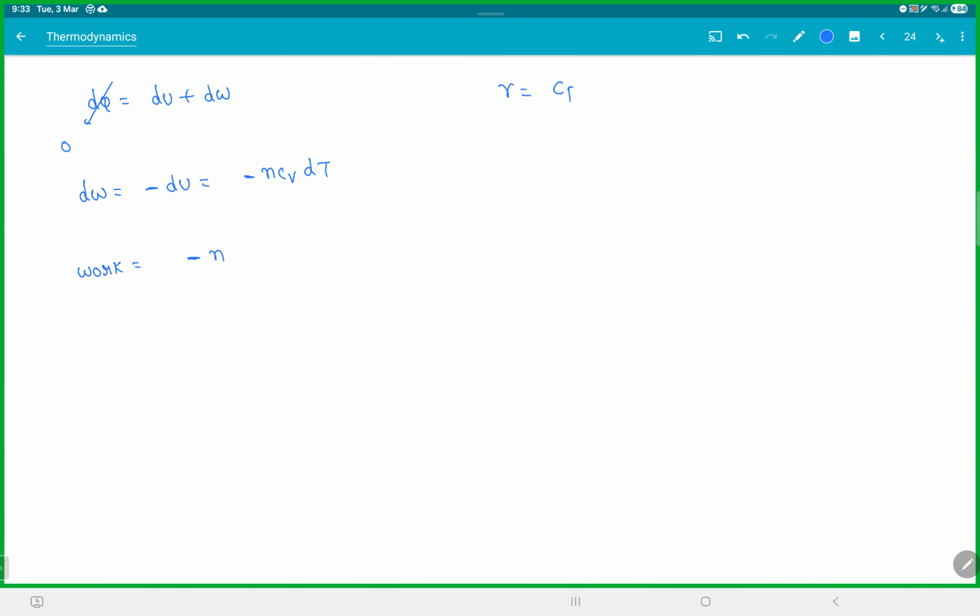So gamma is Cp by Cv. You can just play around with this. Cp by Cv is Cv plus R by Cv, which is 1 plus R by Cv. So we get Cv is equal to R by gamma minus 1. Replace this: nR by gamma minus 1 delta T. So nR delta T by 1 minus gamma.